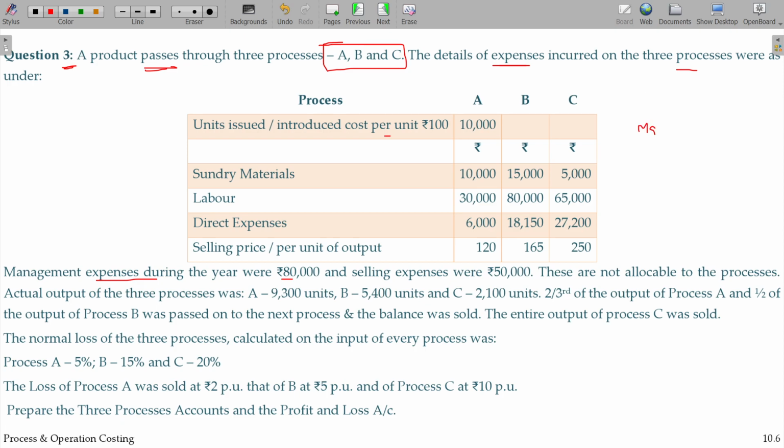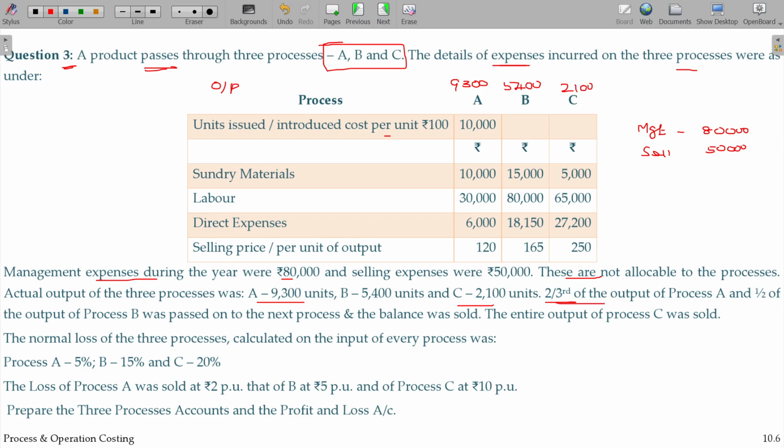Management expenses 80,000 rupees. Selling expenses being 50. These are not allocable to the processes. Actual output of the 3 processes was A 9,300. Actual output: 9,300 for A, 5,400 for B, 2,100 for C.